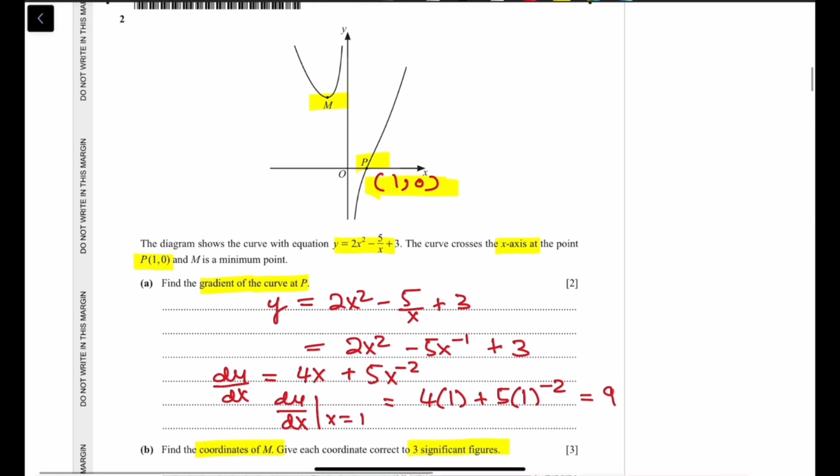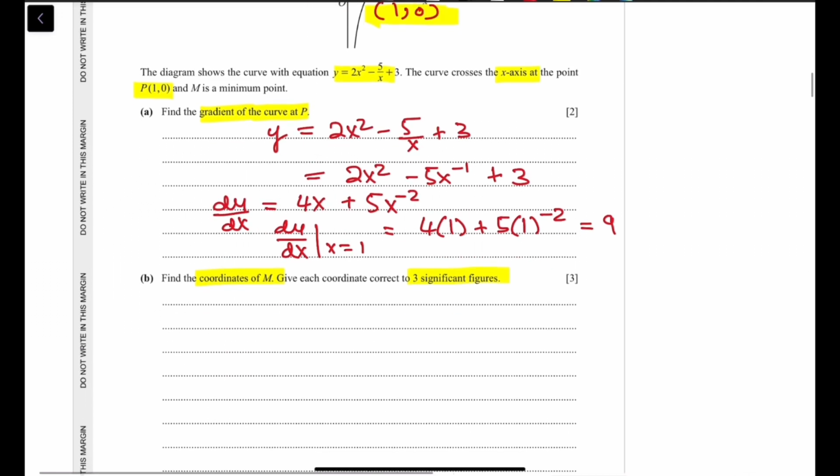Okay, so M is a minimum point. Any minimum or maximum point is when dy dx equals 0. And that is obviously 4x plus 5 over x squared. If we multiply by x squared, we are left with 4x cubed plus 5 equals 0.